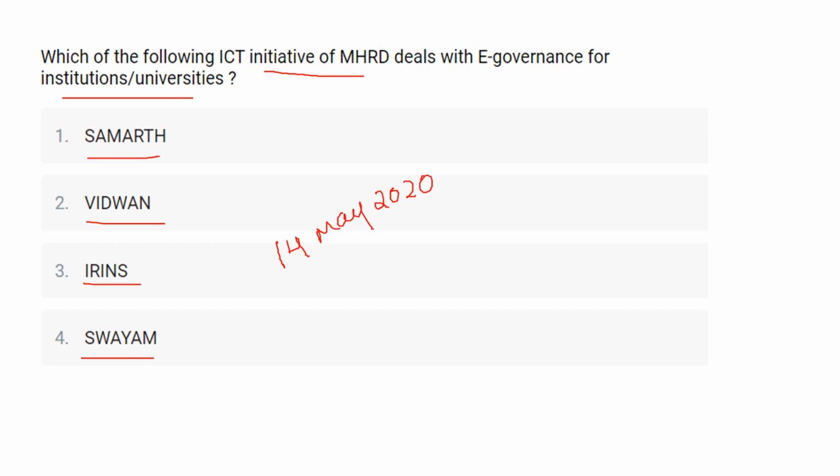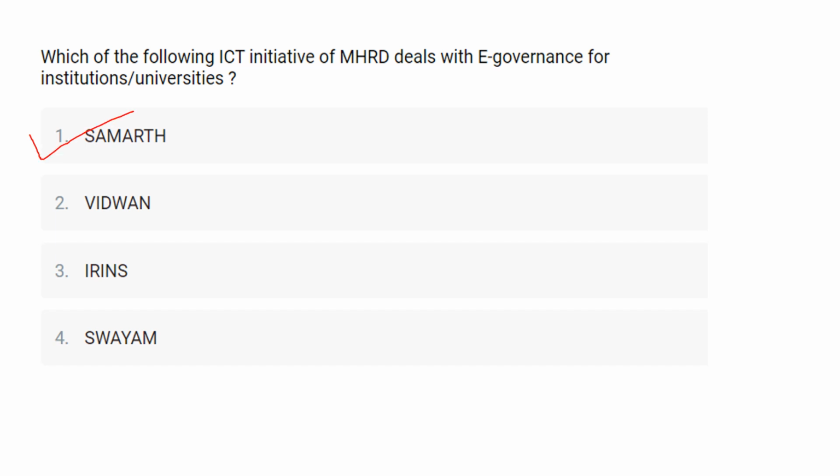2020 the Ministry of Human Resource Development, that is MHRD, developed the e-governance platform Samarth Enterprise Resource Planning under the National Mission on Education through Information and Communication Technology scheme, that is NMEICT. The aim of the e-governance platform Samarth is to provide quality education to the students across all the universities and higher education institutes. So the correct answer for this question is option number 1. Samarth is an ICT initiative of MHRD which deals with e-governance for institutions and universities.